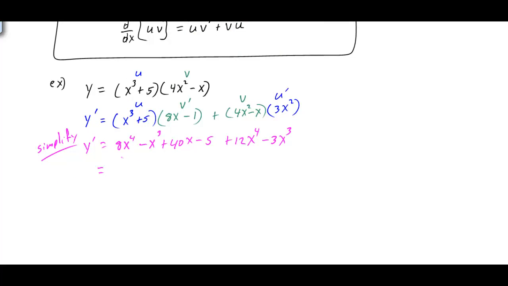And if we combine our like terms, we have 8x to the fourth and 12x to the fourth, so we're going to end up with 20x to the fourth. Then minus 3x cubed and minus x cubed is minus 4x cubed. And then we have our 40x minus 5.